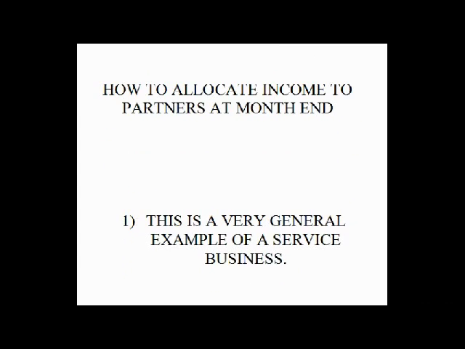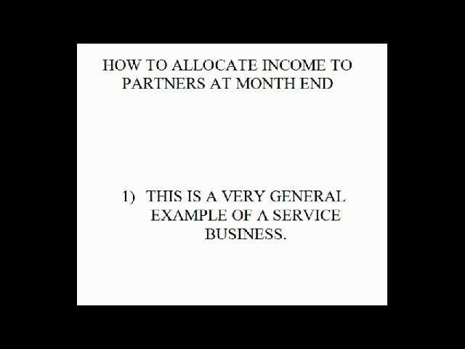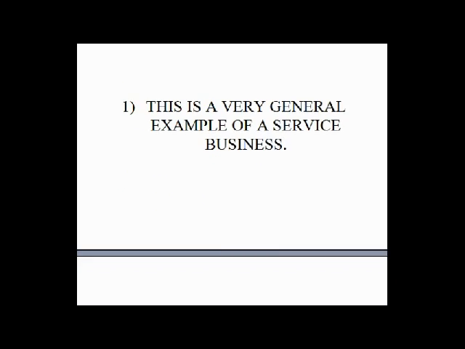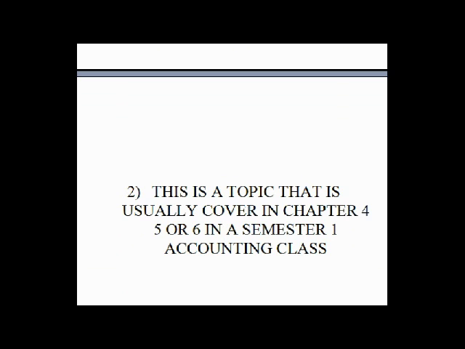Be aware that this is an example of a very general service business, just to get the idea of how it would be done. Also keep in mind, this is a topic that is usually covered in chapters 4, 5, or 6 in a semester 1 accounting class. Accounting 101 might be covered in chapter 3, but basically it takes the accumulated net income and distributes it to each partner's equity.